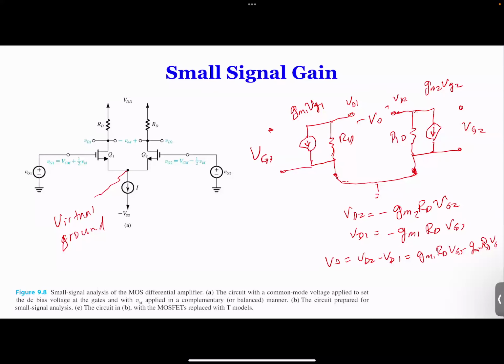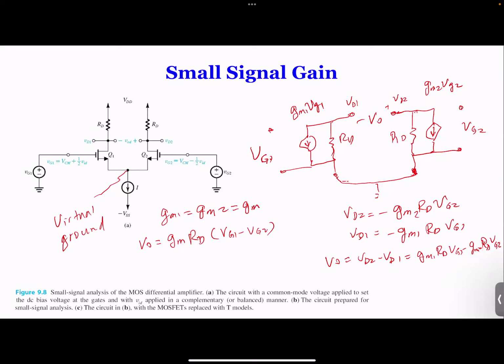VG2. Now, in this differential amplifier, the transistors are always identical. In theory, they can be a little bit different because of manufacturing, but they're designed to be identical. Which means GM1 is always GM2. So once we have that, we can further calculate VO equal to GM times RD, times VG1 minus VG2. So we got this really very important equation.